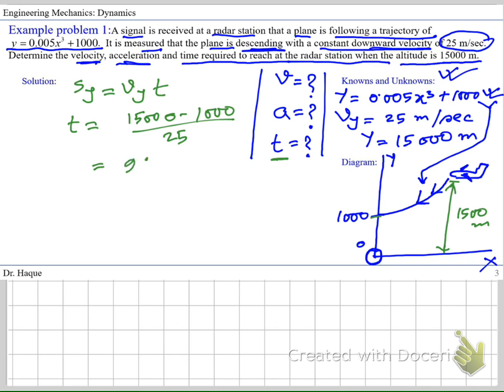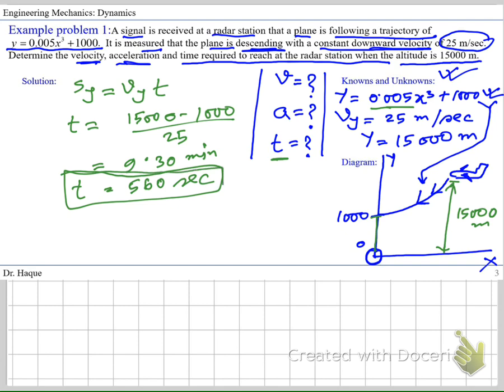approximately 9.3 minutes, which is 560 seconds. So the time required for the plane to reach the top of the radar station when following this trajectory, this path, is time equals 560 seconds. So we solved the first one.